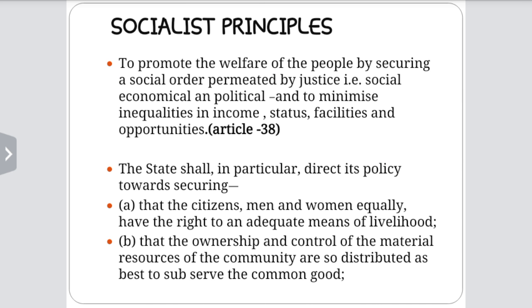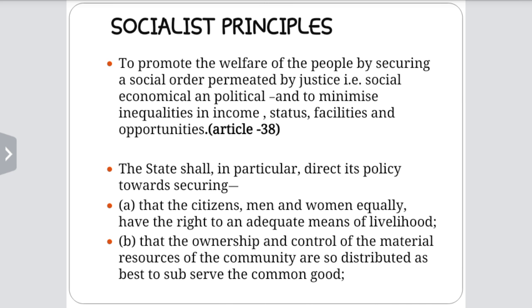Now let us start the socialist principles, that is from 38 onwards. Now let us see the Article 38. It says that to promote the welfare of the people by securing a social order permitted by the justice, that is social, economical and political, and to minimize the inequalities in income, status, facilities and opportunities.